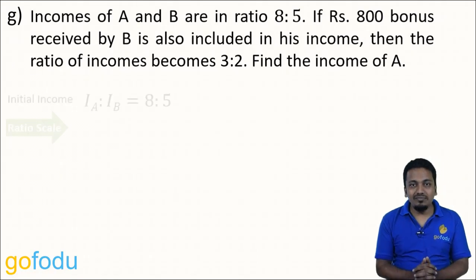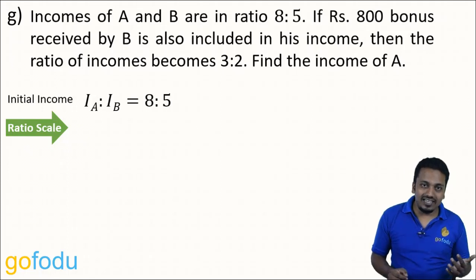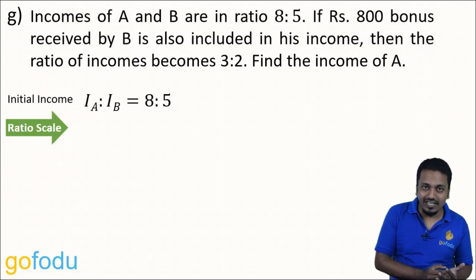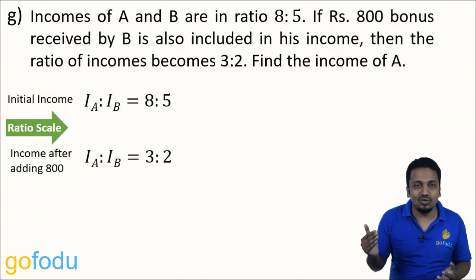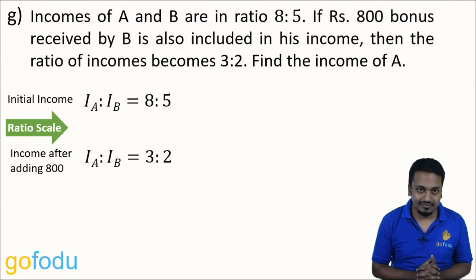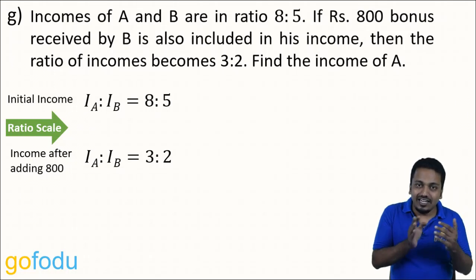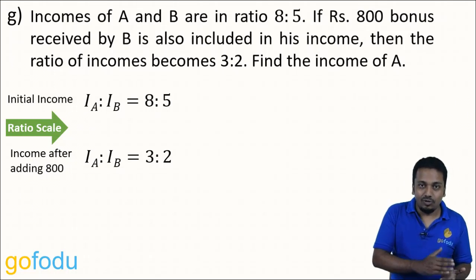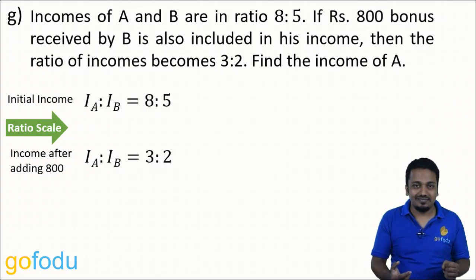Initially, incomes are in ratio 8:5. If rupees 800 is added to the income of B, the final ratio of income becomes 3:2. We have to find the income of A. Well, if 800 is added to only B's income and only B's income is changing, then why is the ratio value of A's income also changing?